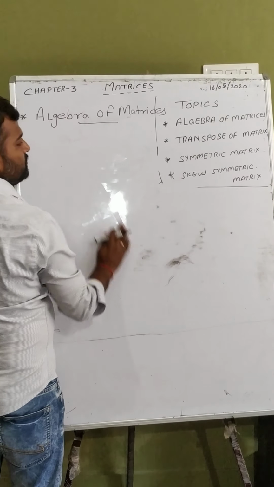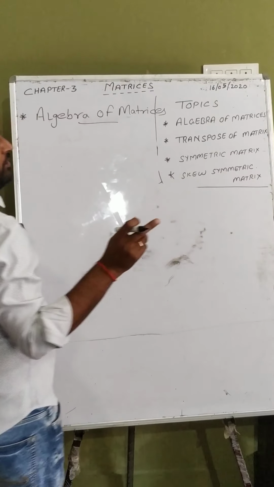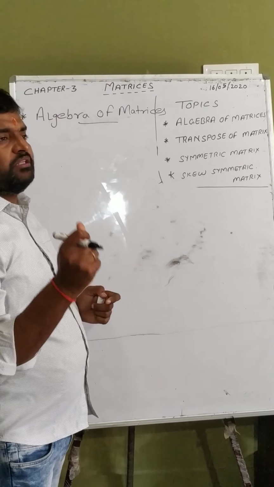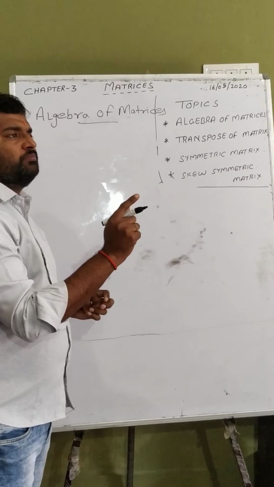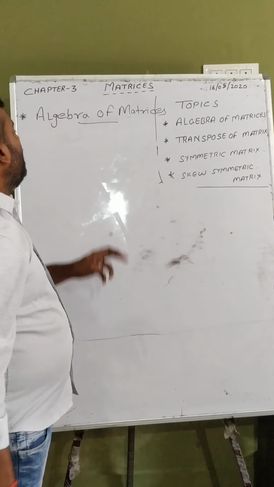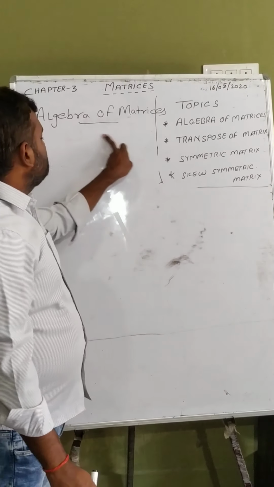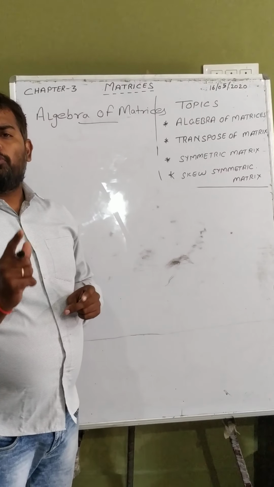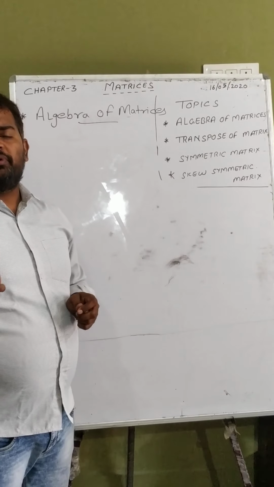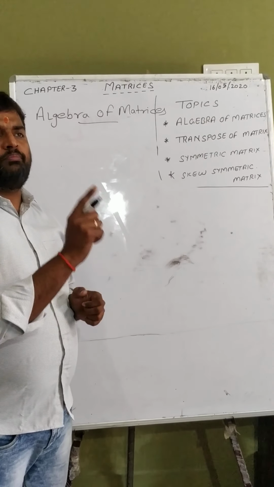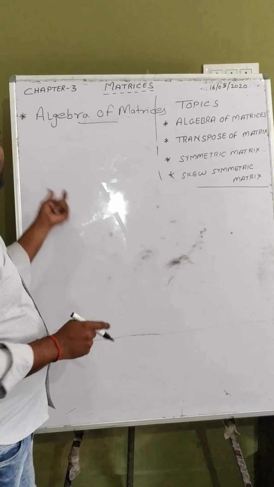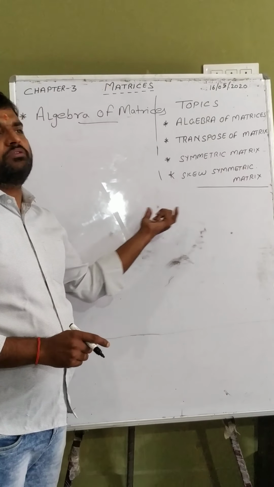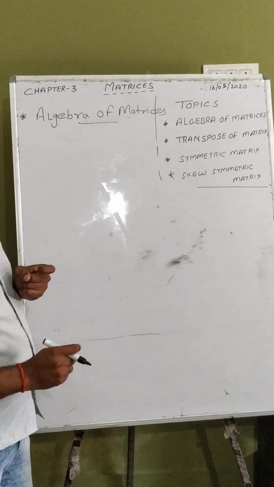Addition we have discussed: how to add two matrices. Two matrices can be added if their orders are the same, and if their orders are the same, then their corresponding elements will be added. Now the properties of addition. It follows the commutative law, A plus B equals B plus A. It follows the associative law: A plus B plus C equals adding A plus B together, then C, and on the right-hand side B plus C together, then A; the result will be the same.